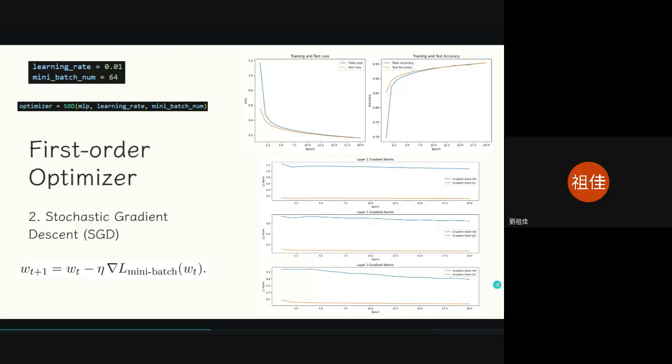So next is the SGD. Here we choose the mini-batch size to be 64. We can see that the curves of the test loss and the accuracy are similar to GD, but the intersection of the two lines in the accuracy plot is around 10 epochs, while in GD it is around 7 to 8 epochs. So the speed of convergence becomes slower, and the gradient norms are higher than GD.